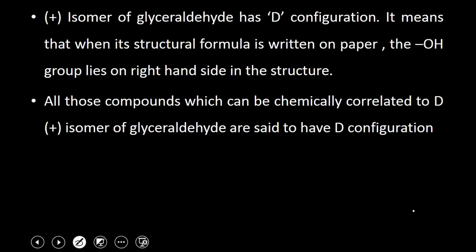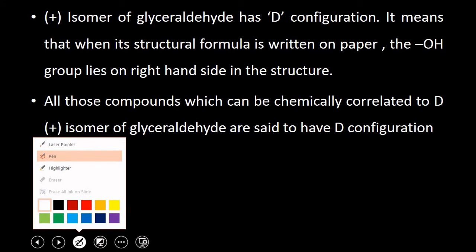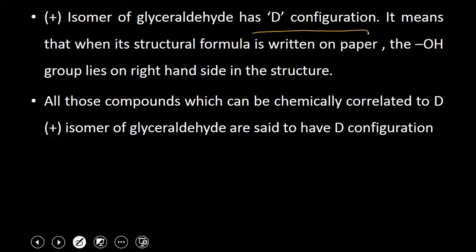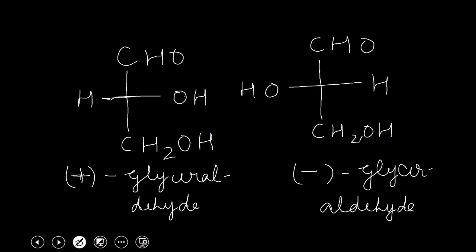Now one more point I want to mention here, children. The plus isomer of glyceraldehyde has D configuration. Always remember this point. So what does it mean? Whenever we write the structure of the plus isomer of glyceraldehyde, as I told you, the OH group lies on the right hand side. This is the plus isomer of glyceraldehyde, and it has D configuration. So I am writing here that it has D configuration.